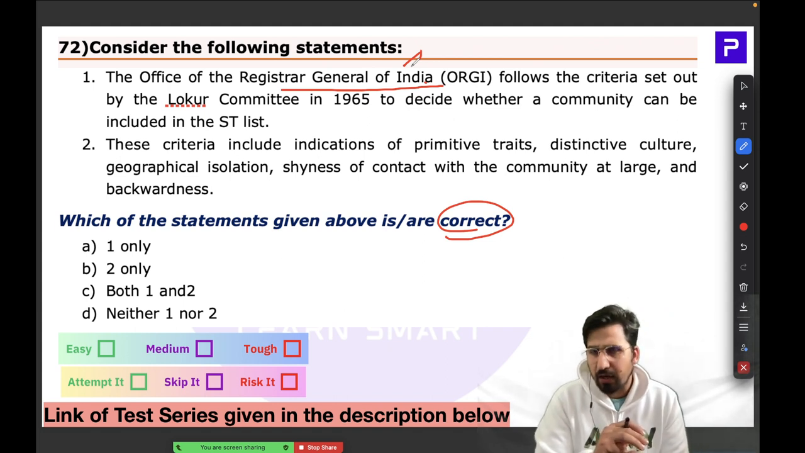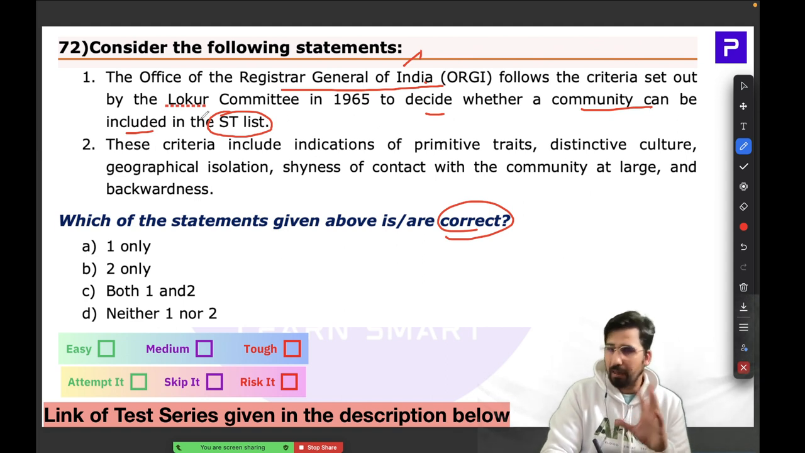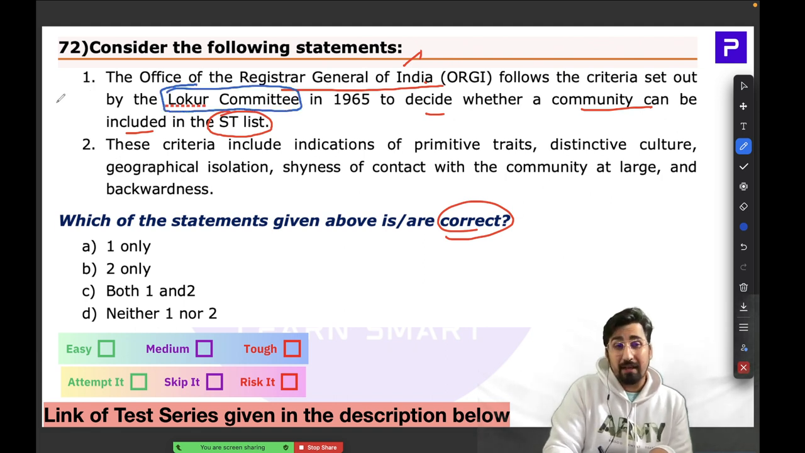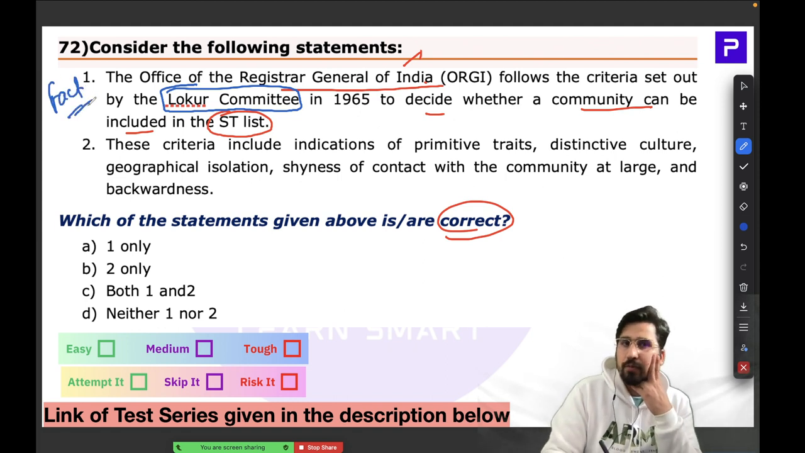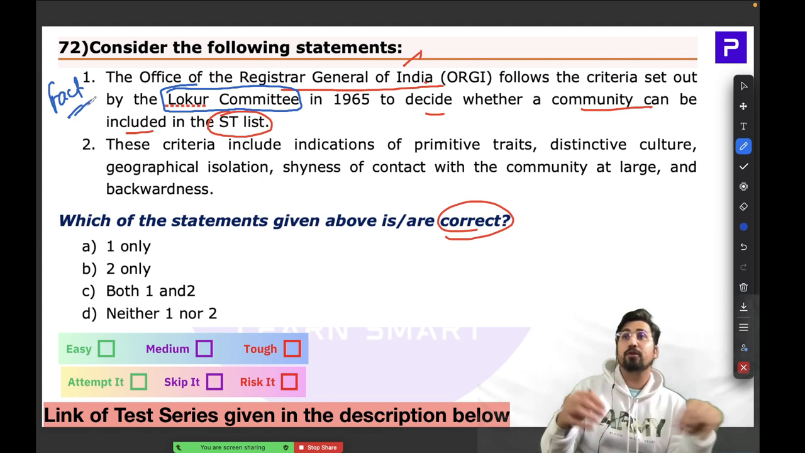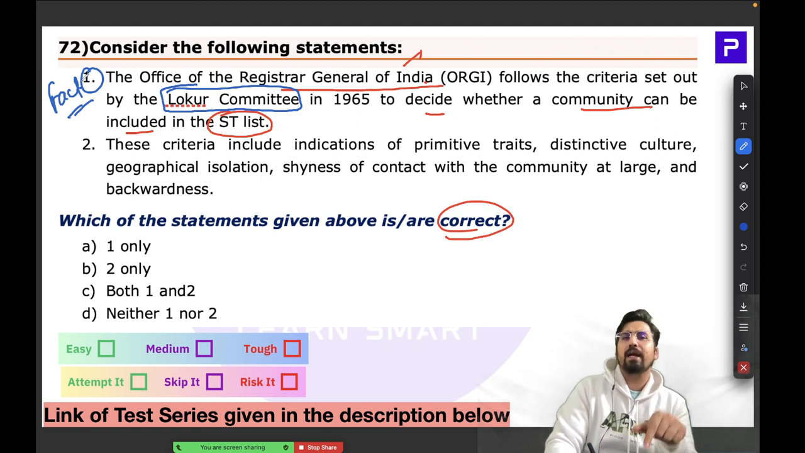Office of Registrar General of India is about deciding whether a community can be included in the ST list or not. That we know. But the only problem that can trouble us is the name of the committee, because this is something very absolute fact. I can't do any logic work here, because there are so many committees and every committee has recommended so many things. Now, the first statement can trouble me a little bit, but look at the second one.